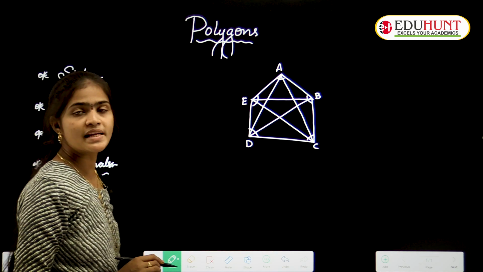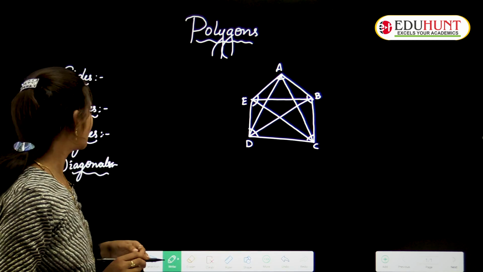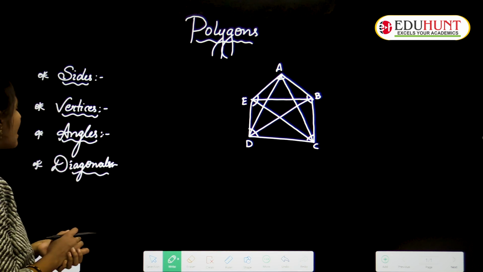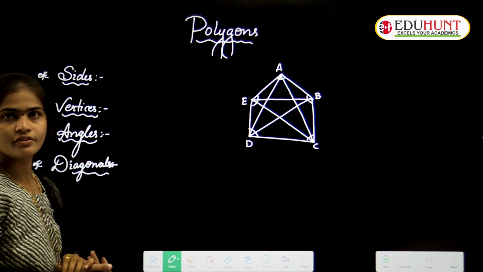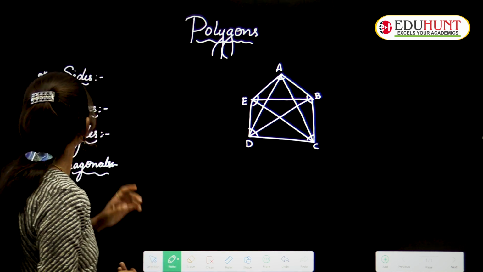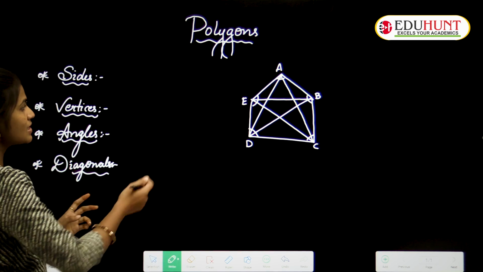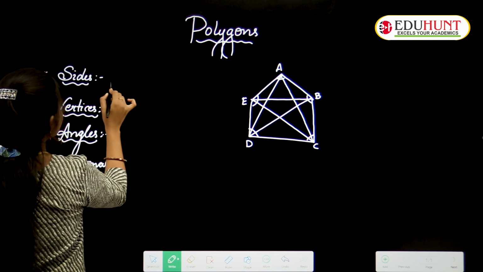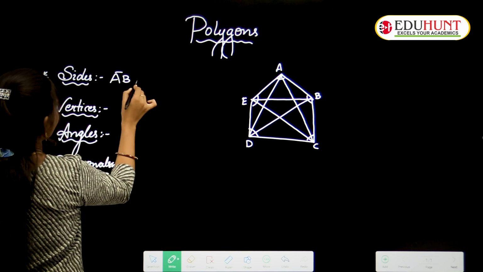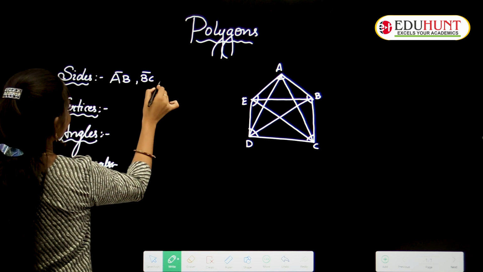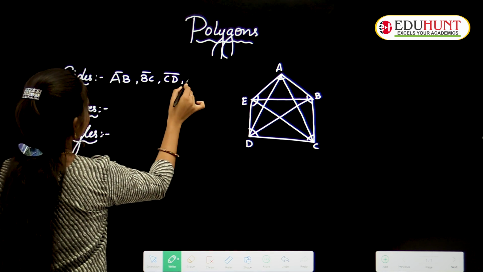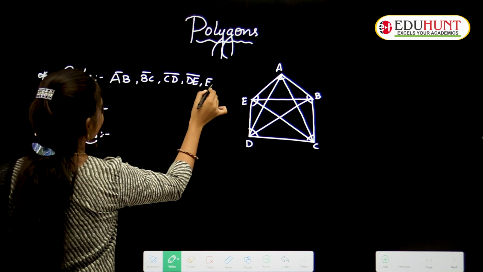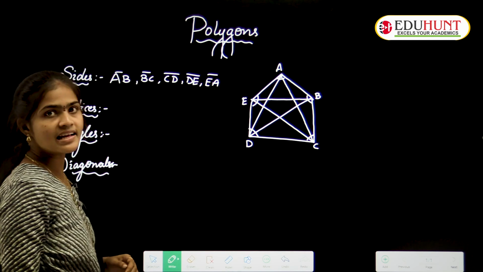So before explaining the types of polygons, let's identify the sides, vertices, angles and diagonals from the figure. Okay, sides from the given figure: AB, next BC, CD, DE, next EA. So how many sides are there in all?